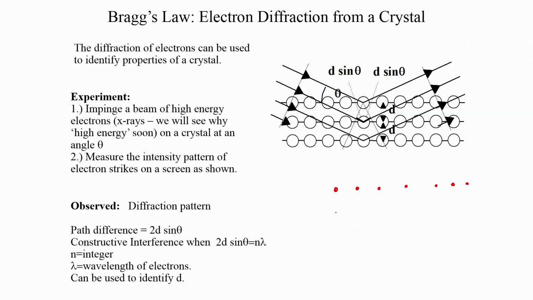Now it is helpful for us to study the geometry of these crystals. For example, let us study the distance between two crystal planes, which let us say is called d. A very powerful experimental technique to do that is electron diffraction from a crystal, also called Bragg's diffraction.